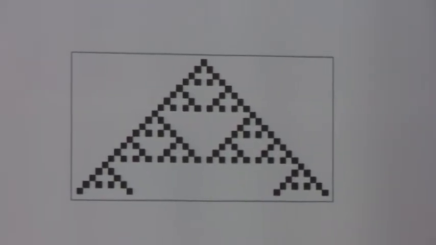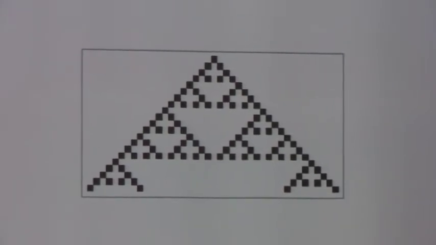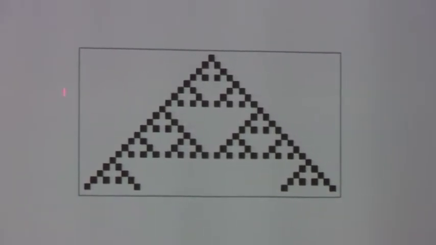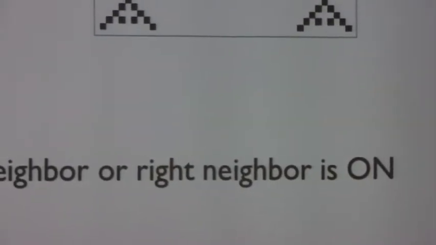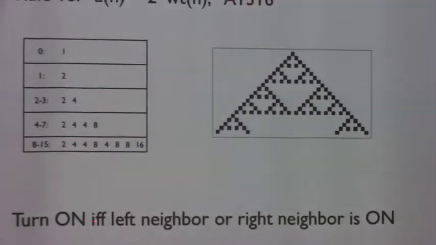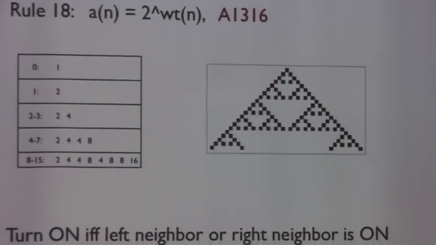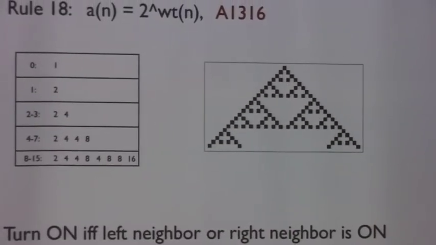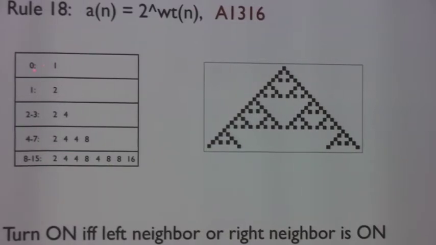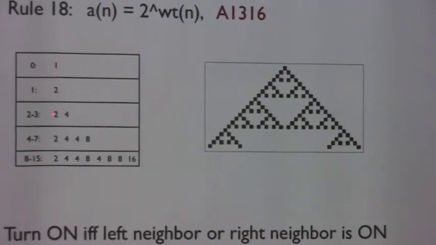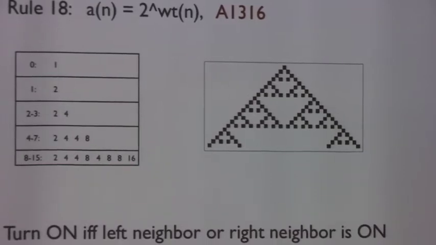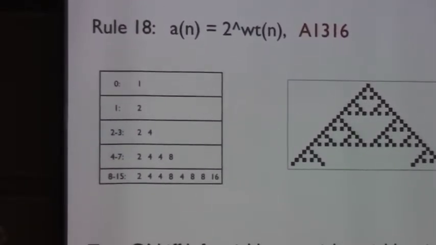There's rules 30 and 110. Rule 18 is pretty nice. The number of cells that are on is 2 to the power of the weight of n. This is the Pascal triangle mod 2 picture. And the rule here is you turn on if and only if either your left neighbor is on or your right neighbor is on. And the number of on cells, the sequence A1316, goes 1, 2, 2, 4, 2, 4, 4, 8, 2, 4, 4, 8, 4, 8, 8, 16. It grows in blocks of 2, successive powers of 2.